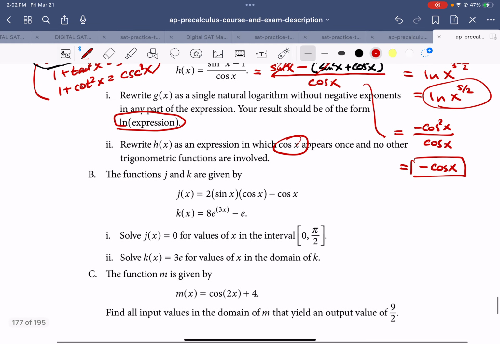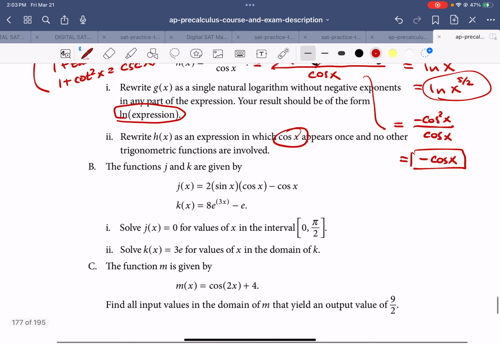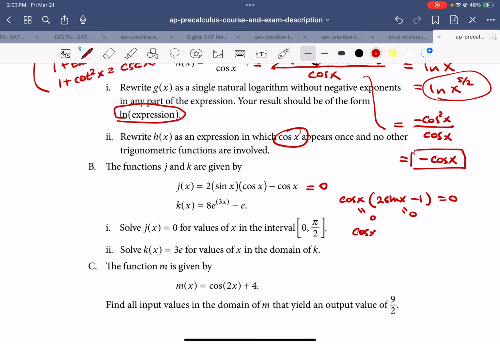Now B, the functions j and k are given by jx like that and kx like that. All right, so first portion, solve jx equals 0 for values of x on the interval 0 to 2 pi. So you set this equal to 0 and then solve for x. First step, you factor out the cosine x, and 2 sine x minus 1 equals 0, right? Then when you set each factor equal to 0, cosine x equals 0 and sine x equals 1/2, right?